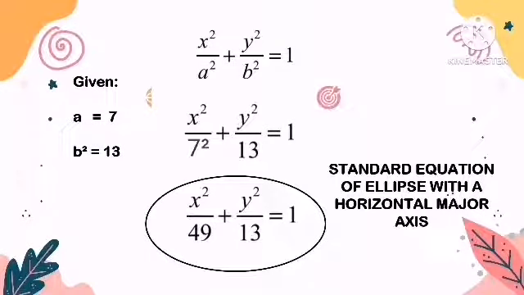Let's substitute a by 7 and b squared by 13. Since we haven't simplified our a, let's square 7. So this is our simplified standard equation of an ellipse with a horizontal major axis: x squared all over 49 plus y squared all over 13 is equal to 1.